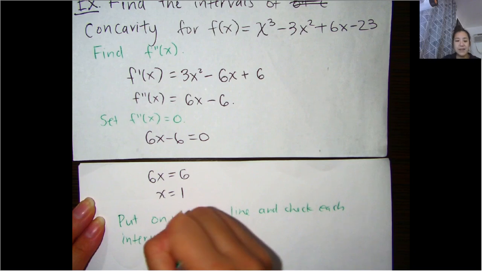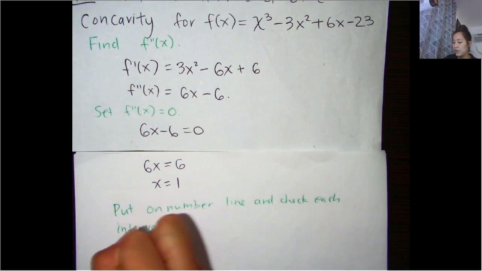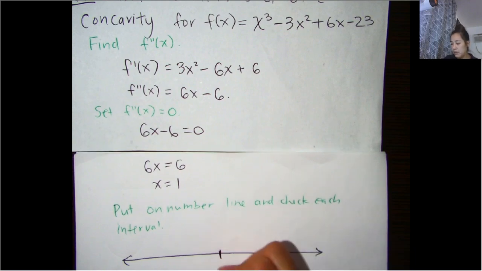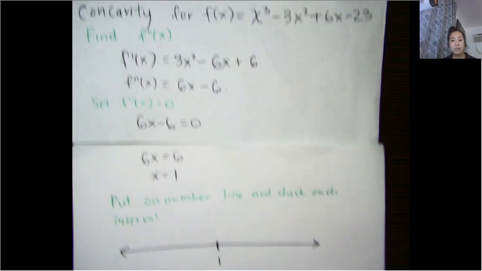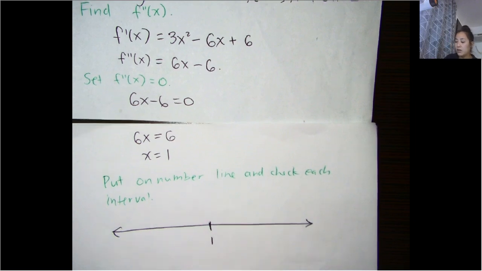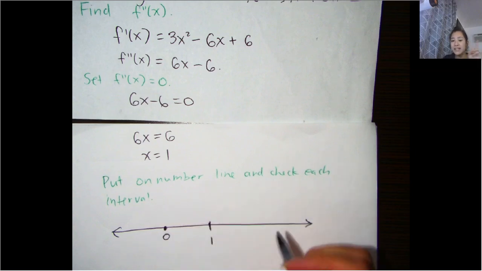Again, this is the same as finding the intervals of increasing and decreasing, just we're using the second derivative. So again, we're going to put it on the number line, and we're going to check each interval. This number line just has x equals 1. Then we're going to plug the numbers into the second derivative. So over here, we're going to plug in, say, 0.